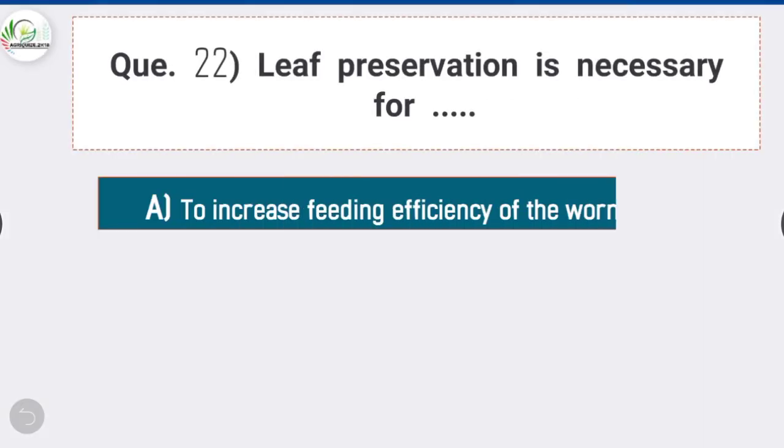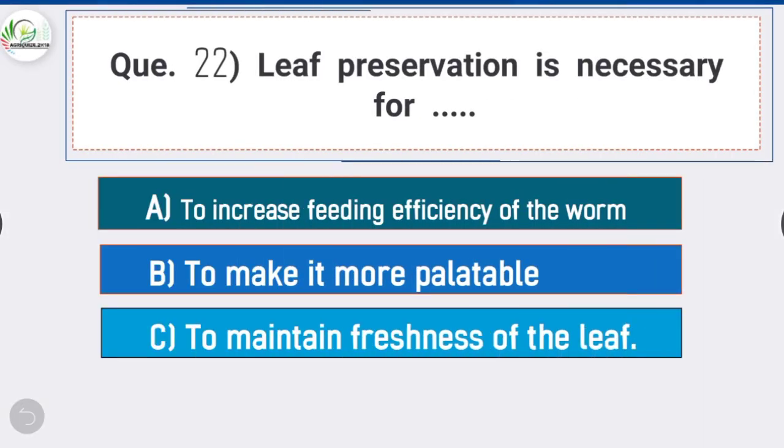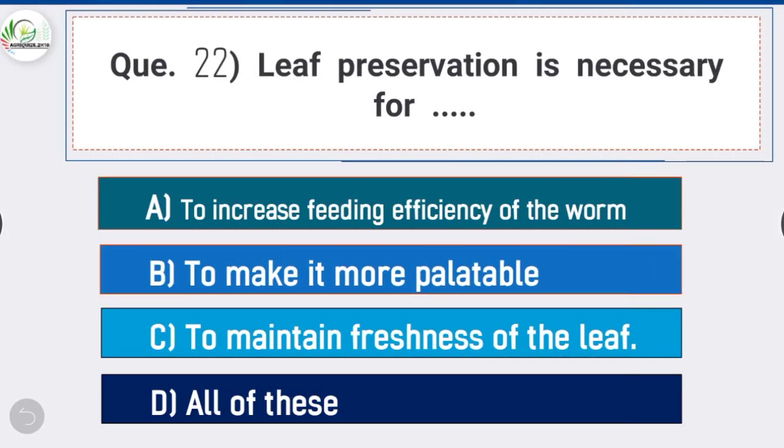Question number 22. Leaf preservation is necessary for, option C is the correct answer, to maintain freshness of the leaf. Leaf preservation is necessary to maintain freshness of the leaf.